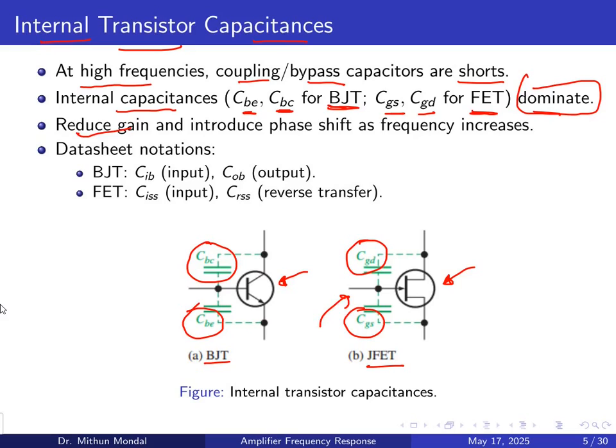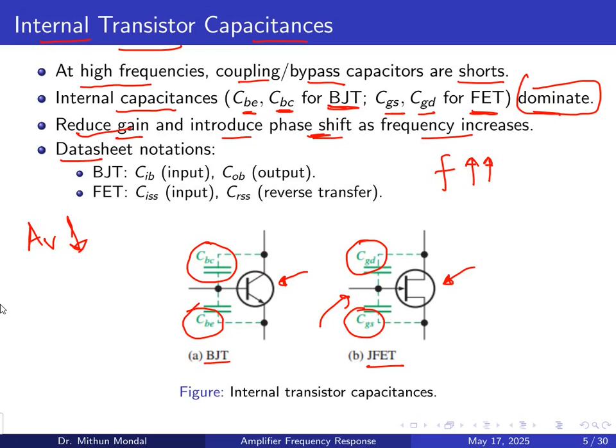It will reduce the gain and it will introduce phase shifting as the frequency increases. So when we are studying very high frequencies, the gain will be reduced. We have talked about the voltage gain AV. This will be reduced and there will be certain phase shifting. We will see this with respect to the circuit.